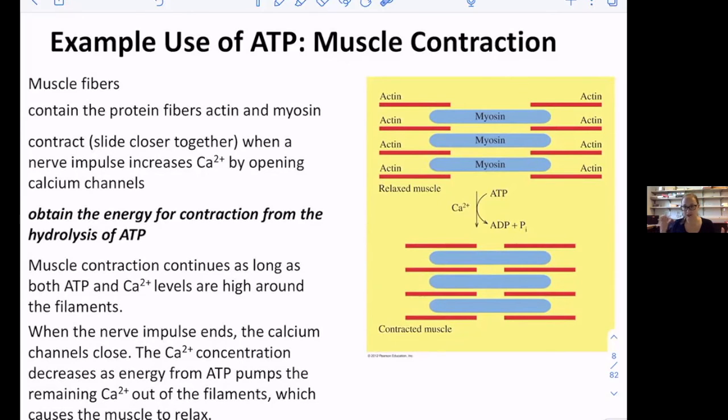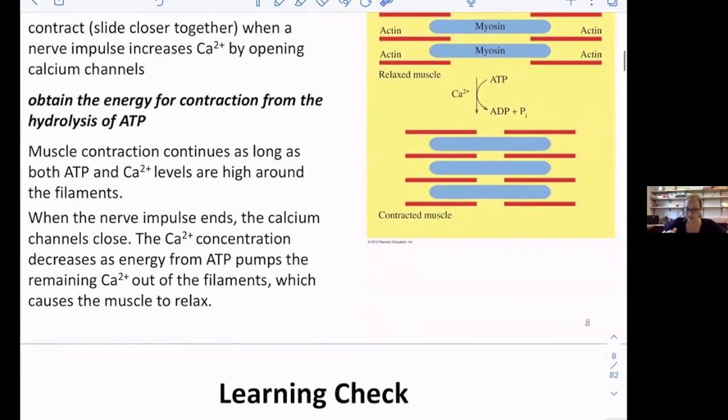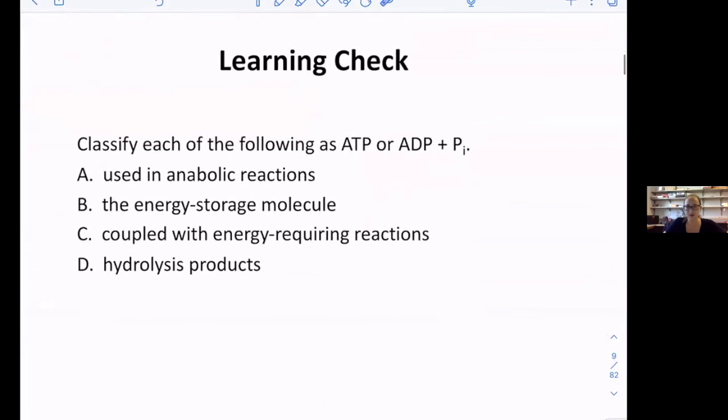When your nervous system tells your impulse to end, so tells your muscle to relax, the calcium channels close, so then you don't have calcium in that area anymore. And since the calcium concentration goes down, the ATP that's left pumps the extra calcium that's in that cell out of the system and causes the muscle to relax. So a little bit of ATP is used to get it out of the system. But other than that, once you lose that impulse and there's no more calcium there, your muscles relax. So ATP gets put into the process to help your muscles contract, specifically with calcium.